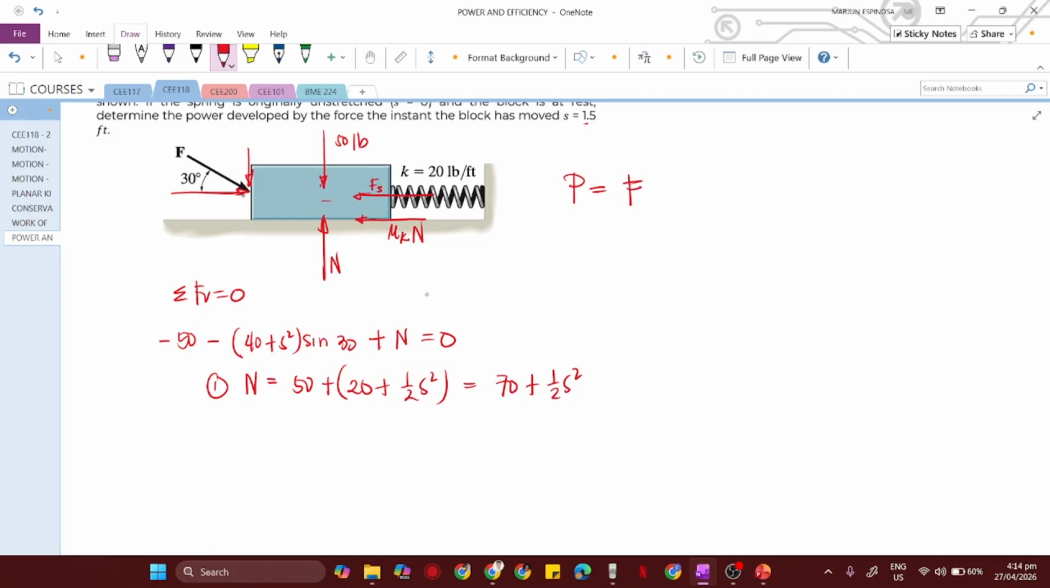Then, again, kapag incline yan, yung effective force na gagamitin natin is along the horizontal or along the path. So, that is Fx. Then, we have the velocity. Yung Fx natin is 40 plus S squared, no? Then, cosine of 30 times velocity. We need to solve for the value of velocity.